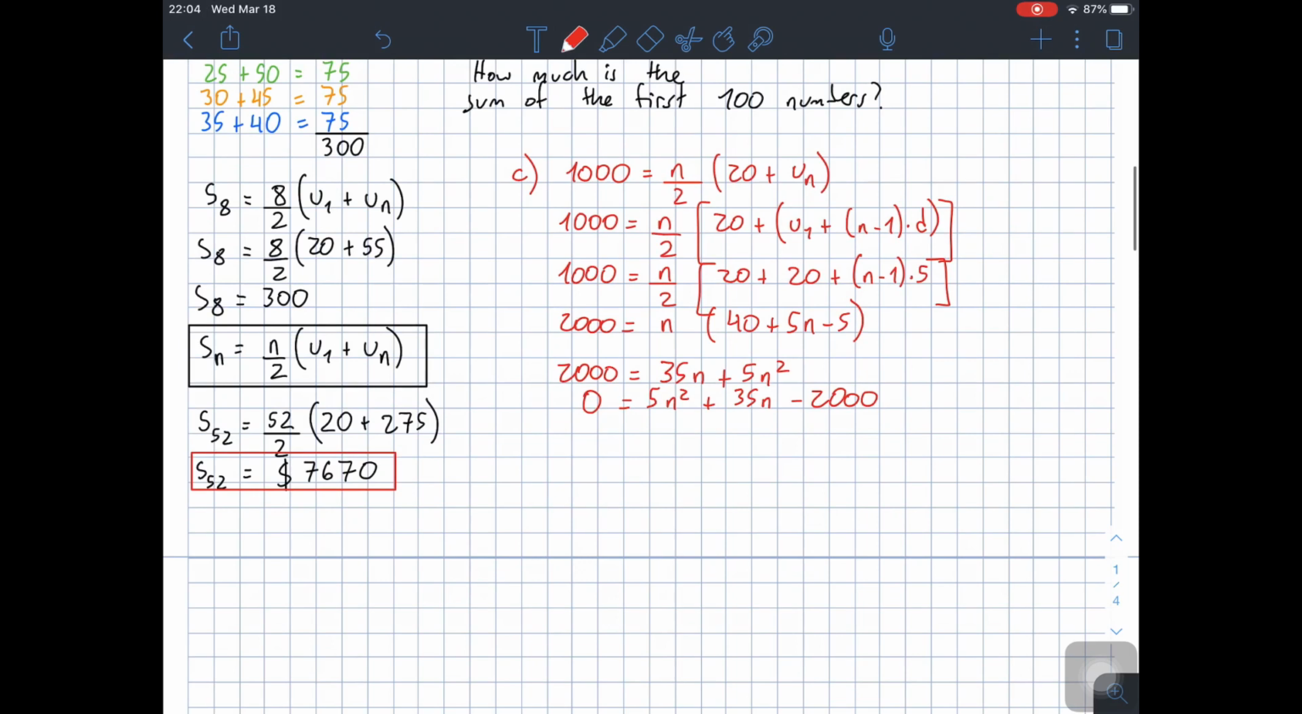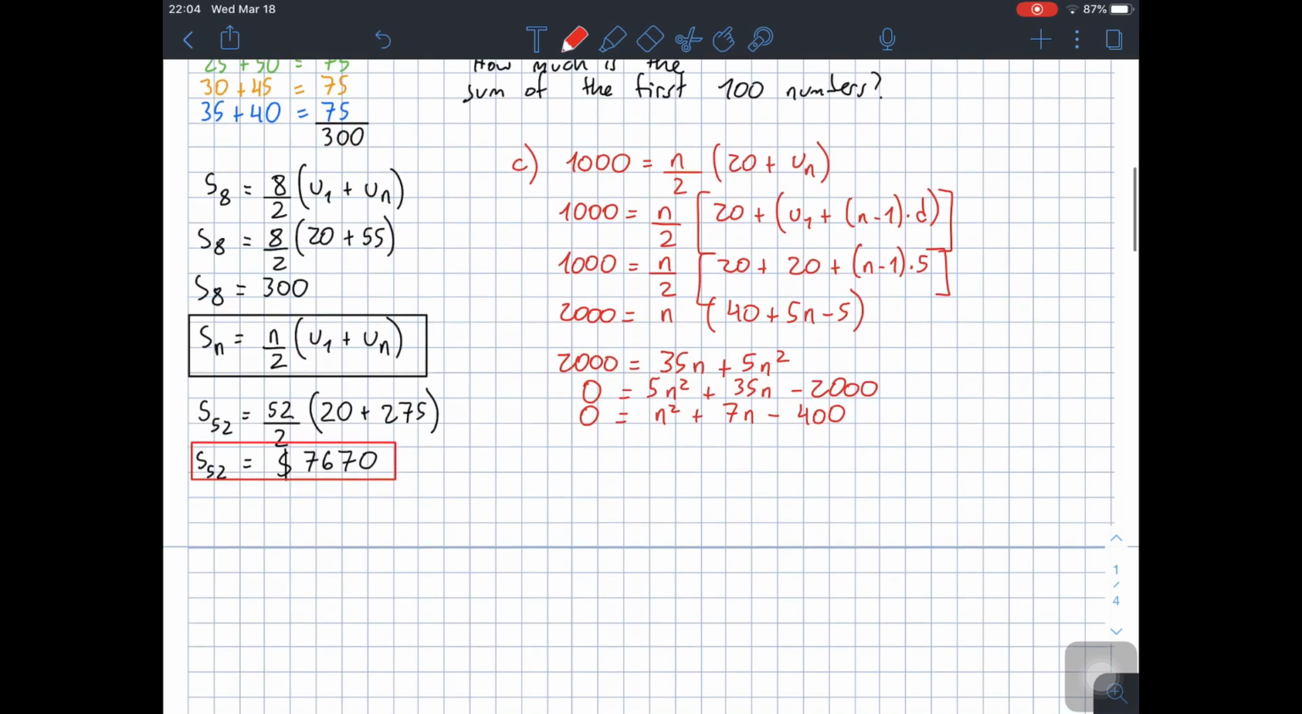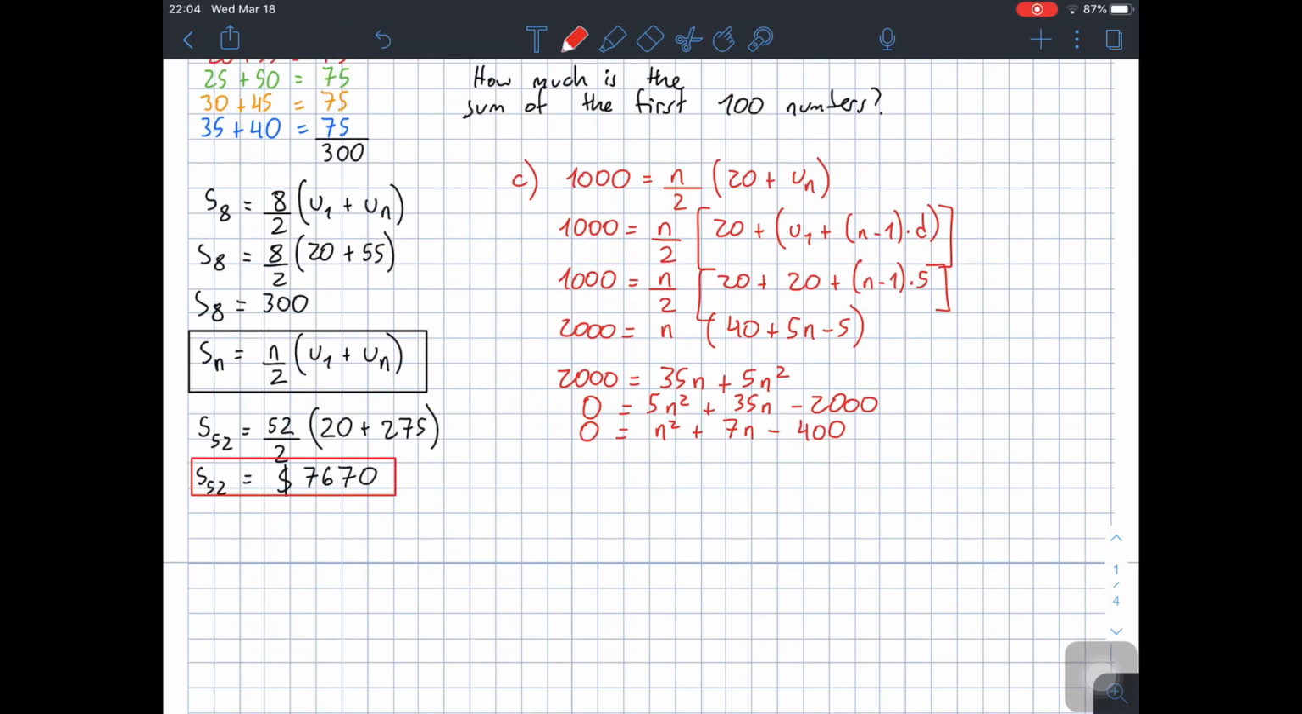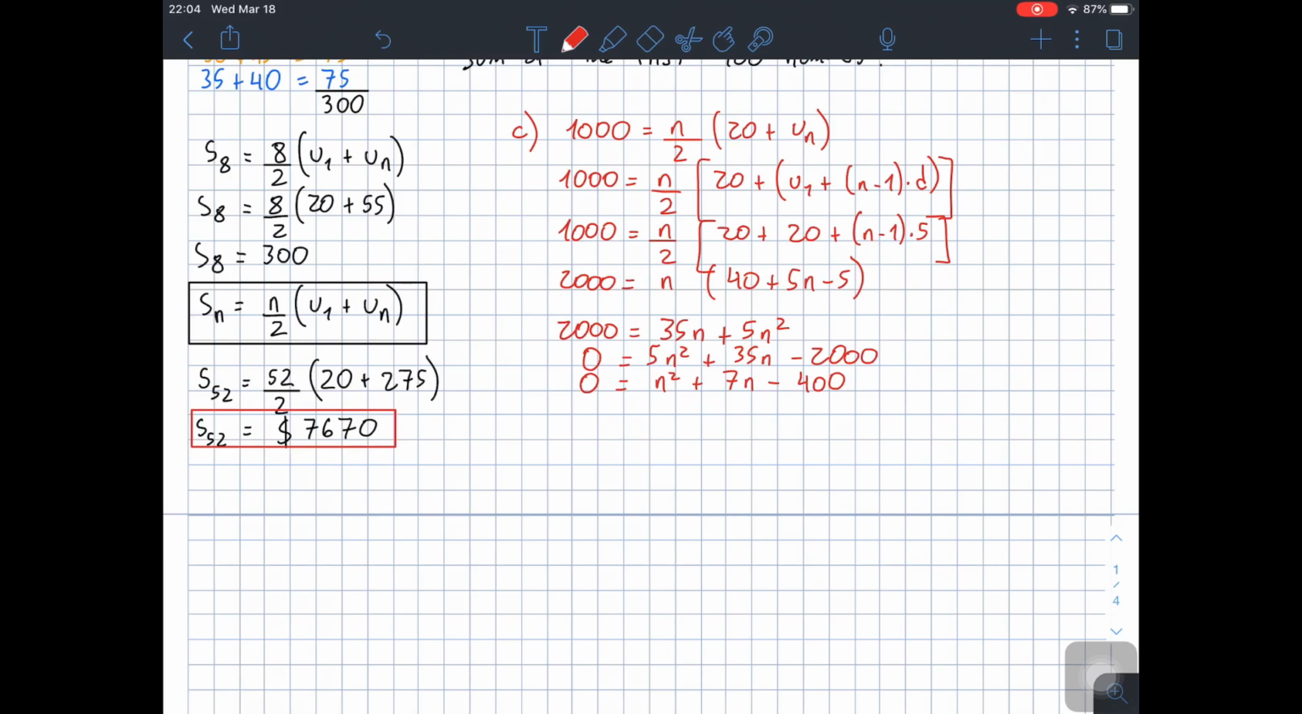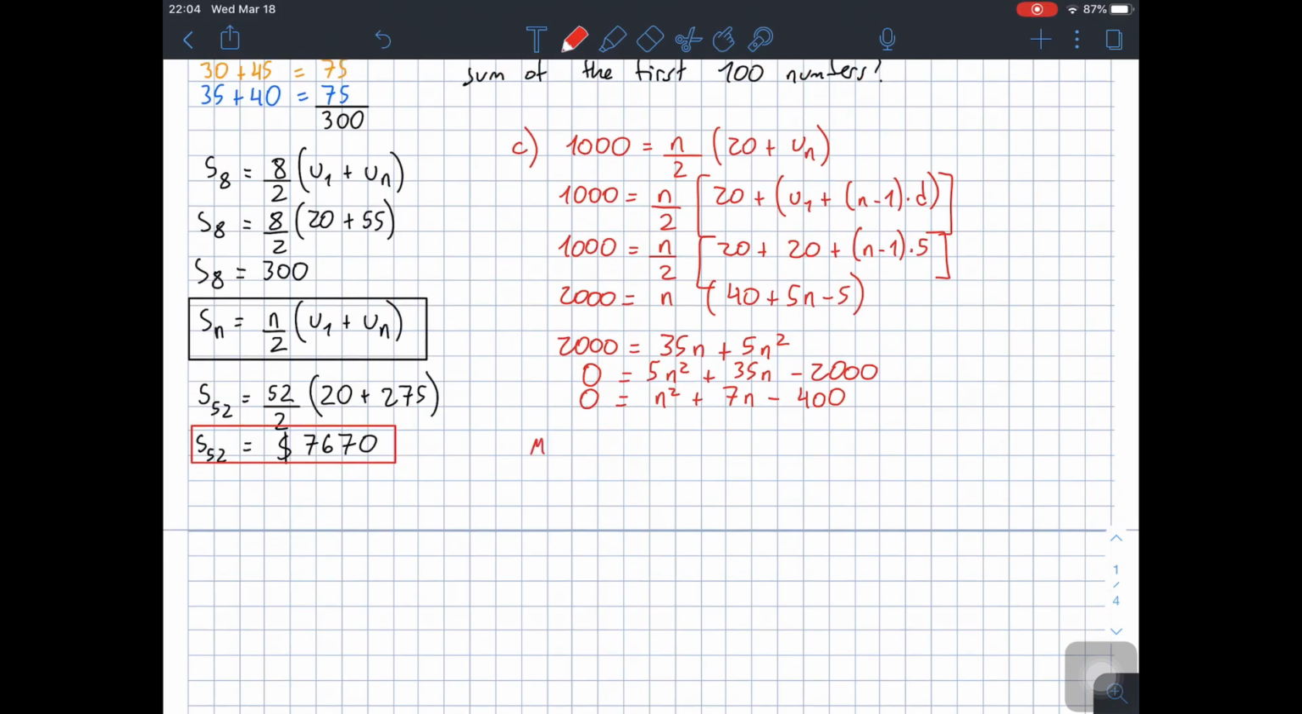We can divide all of this expression by 5 and we'll get 0 equals n squared plus 7n minus, this should be 400. Yeah, 400. So we get a quadratic equation, which, if we use the calculator, remember how to solve this in the calculator, it's menu, equation, polynomial, degree 2, and then you plug in coefficients.